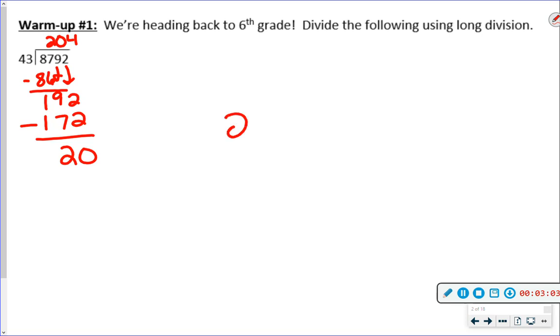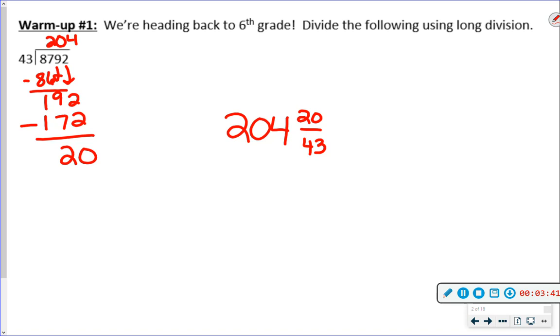Now, we are big kids now. We are not writing R20. How do you write the remainder as a fraction? 20 over... It's been a while. That's why I start with a 6th grade math style problem. We're going to be writing our remainders in the same form today: the remainder over your divisor. So the process is the same.